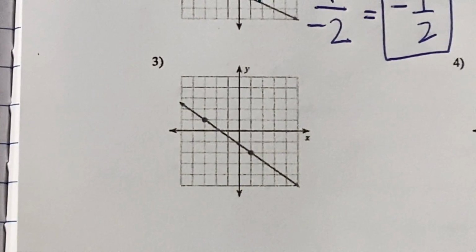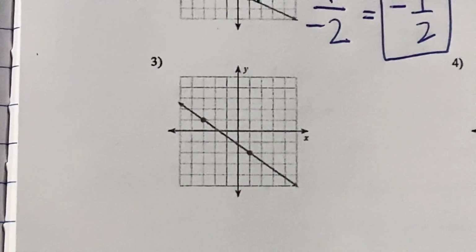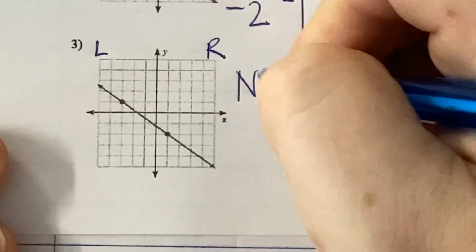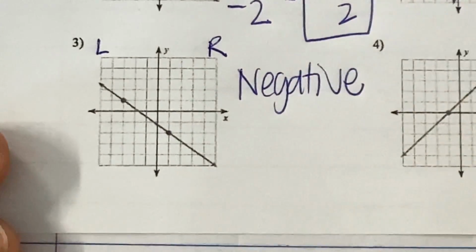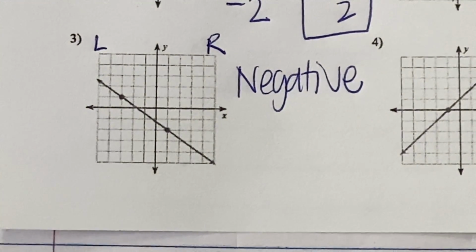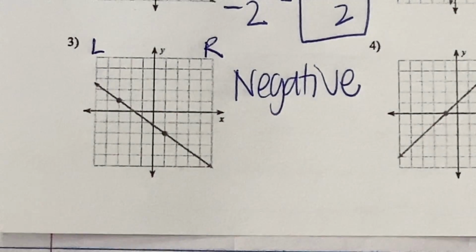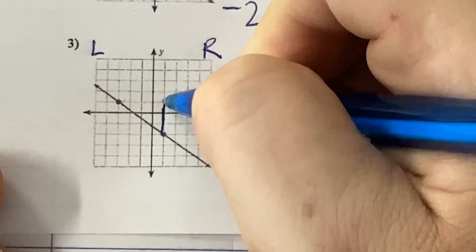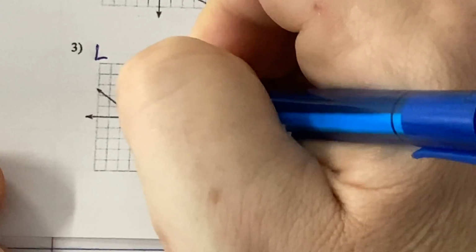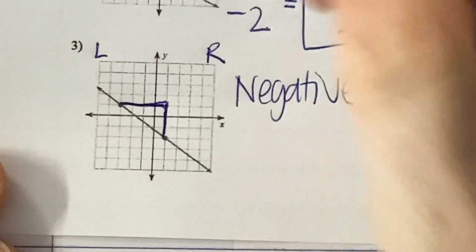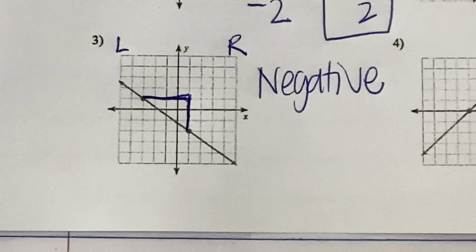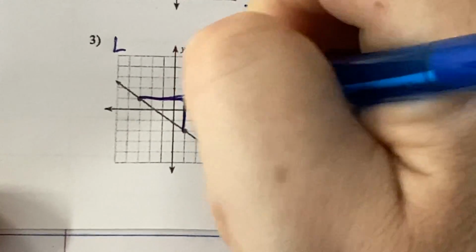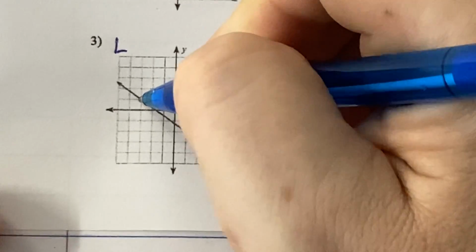Number 3. Positive or negative? Negative. From left to right, it is negative. From the bottom dot to the top dot, I'm going to draw a triangle. I'm going to go up the street. I'm going to turn the corner. I'm going from my house to Grayson's house. I leave my house, I drive on the streets, stop, turn the corner, I'm there.